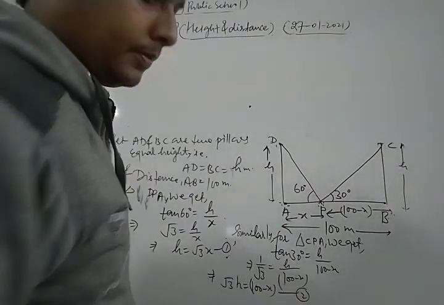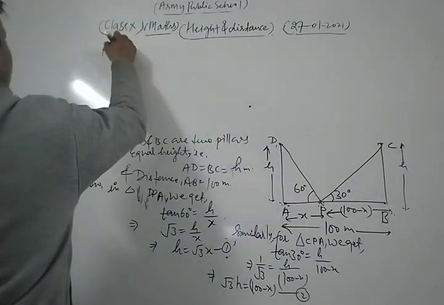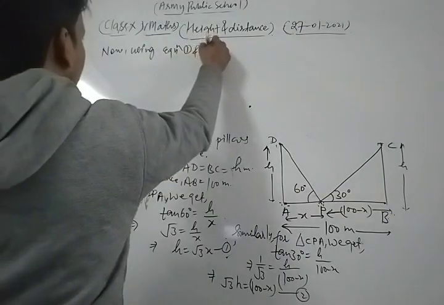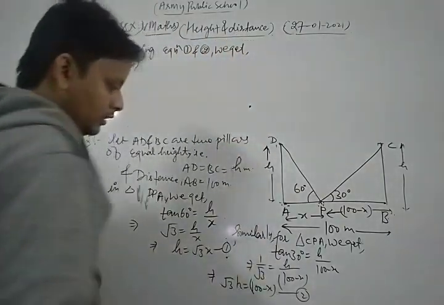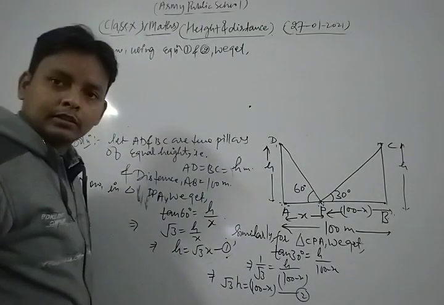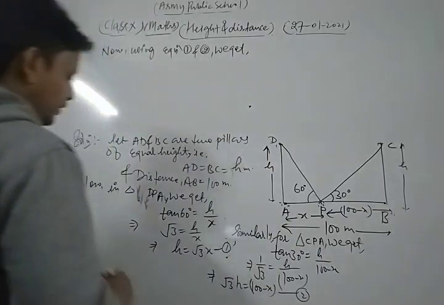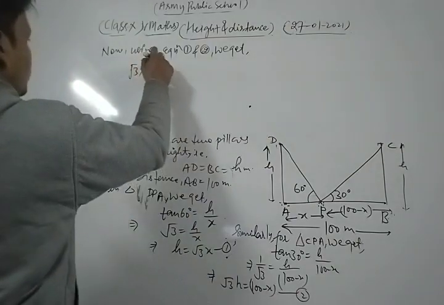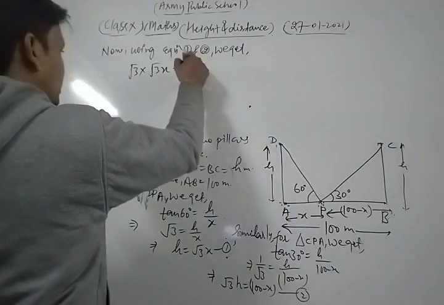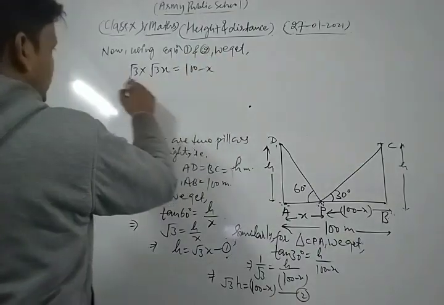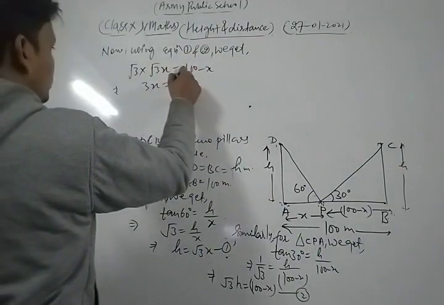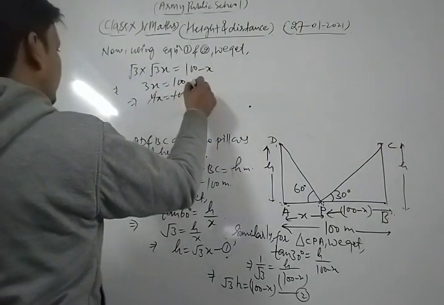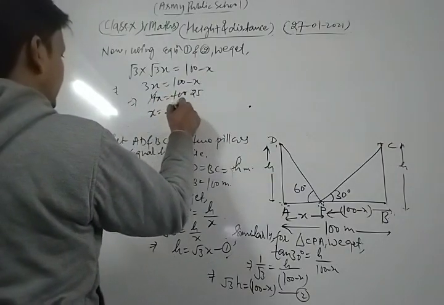Now let's see, using equation 1 and 2 we get. Now we put the value of h in that equation. So we get what? Root 3 into the value of h, which is root 3x. So here we write root 3 times root 3x is equal to 100 minus x. So we get 3x is equal to 100 minus x, that is, 4x is equal to 100, so x is 25. So x is equal to 25 meter.